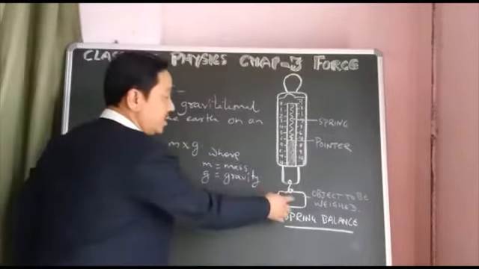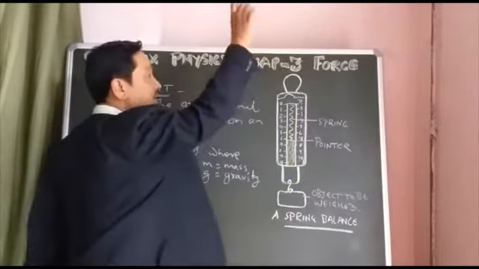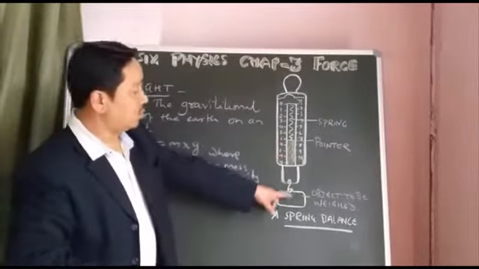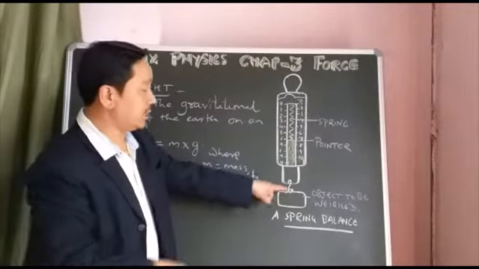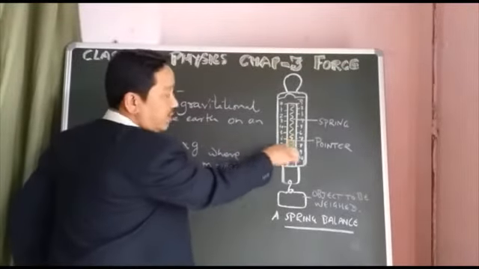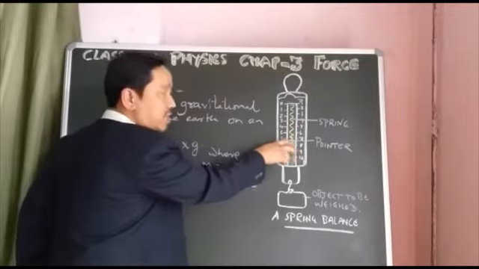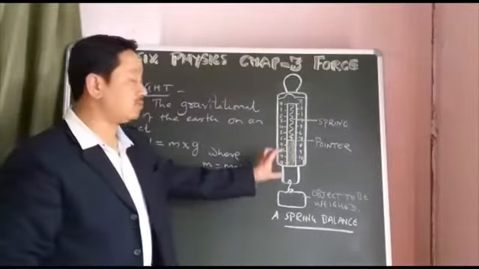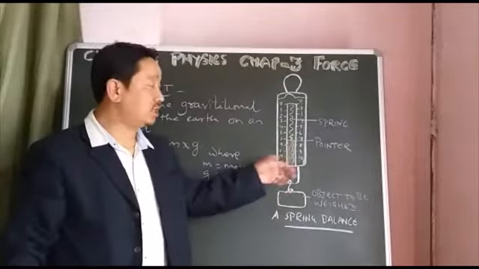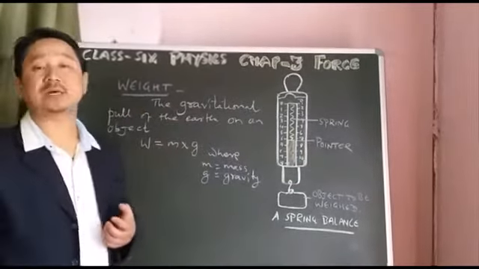So this way, this object is hooked out here, and it is fixed somewhere else in the support. Then when it is hooked out here, it will pull down. When it's pulled down, then this pointer will be coming down wherever it is fixed. This pointer, wherever it is fixed, will be the reading of the weight of that object. So this is how the spring balance is used in measuring the weight of an object.